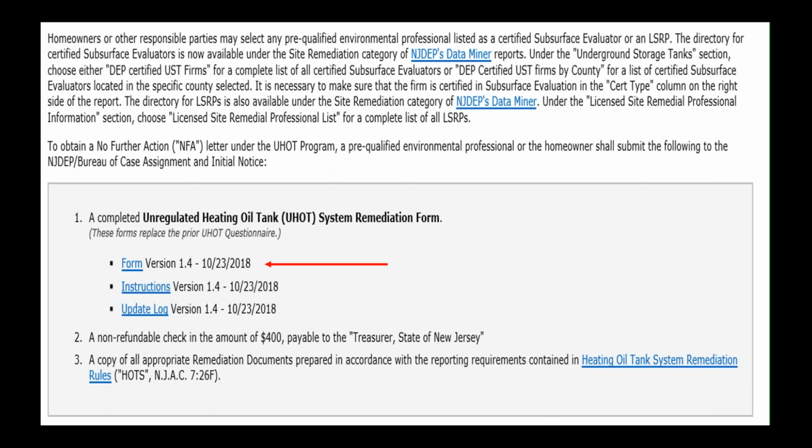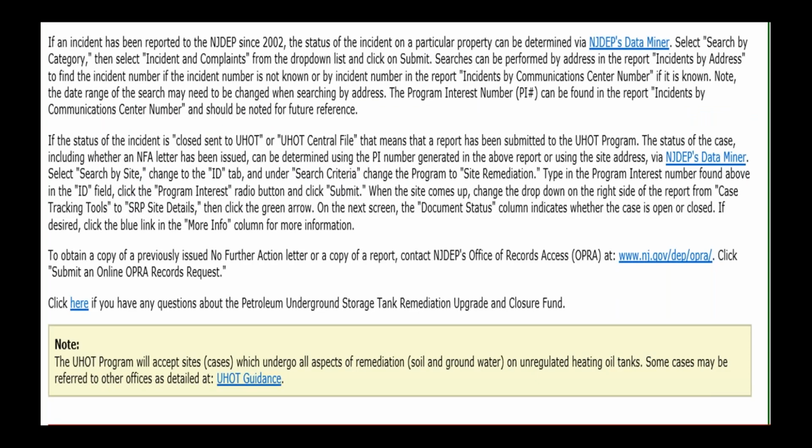Here is where you find the form that is submitted with all of the UHOT submissions. And this is on that same page at the very bottom. There's a data miner tutorial, which data miner I think is important across the program. This is specific to UHOTs. So if you ever have a question on a UHOT case, and you can't get somebody from the department on the phone, use data miner, and these are the instructions how to use it on a UHOT case.